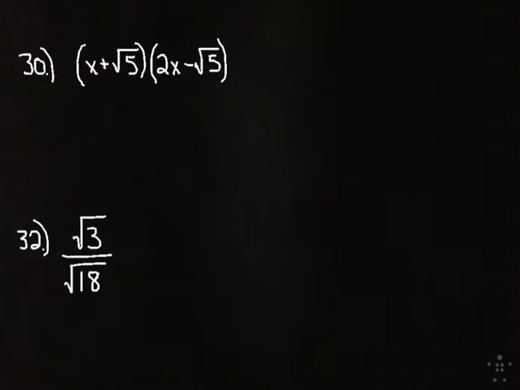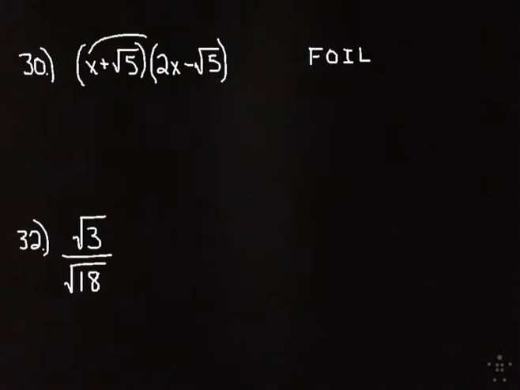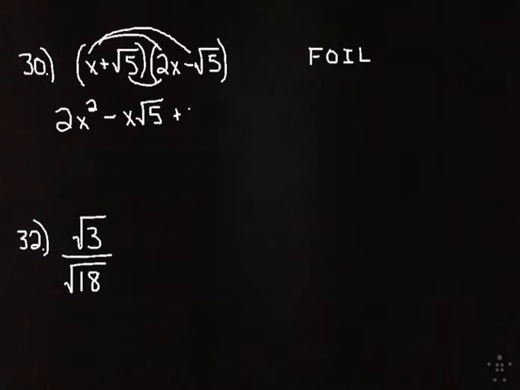Moving on to question number 30, we have a binomial times a binomial, so you should automatically think, okay, I need to FOIL: first, outer, inner, last. So x times 2x is 2x squared. X times negative square root of 5 is negative x square root of 5. And inside, square root of 5 times 2x is plus 2x square root of 5. And then square root of 5 times negative square root of 5 is negative square root of 25.